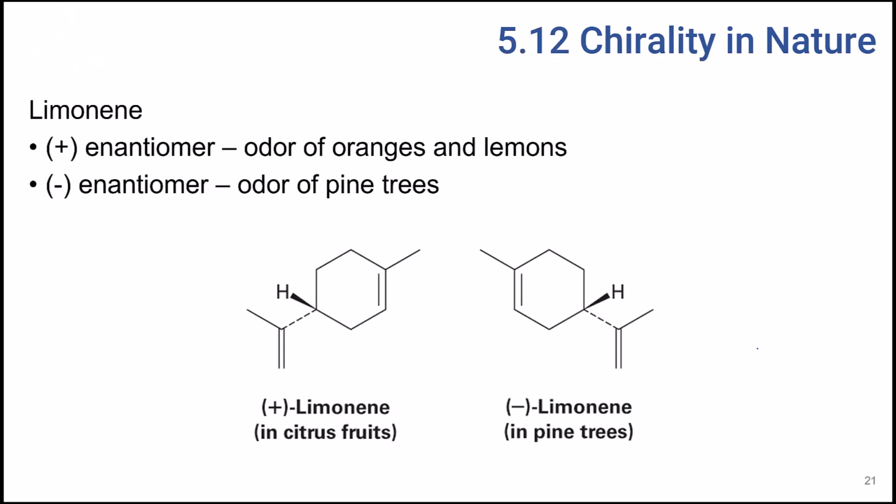And we have chirality that exists in nature. One of them is limonene, the positive enantiomer, and the positive and the negative, which we won't get into trying to decipher, but that's how it rotates light. But the positive enantiomer is the oil that contributes to the odor of oranges and lemons, and the negative enantiomer is what we find in the odor of pine trees.